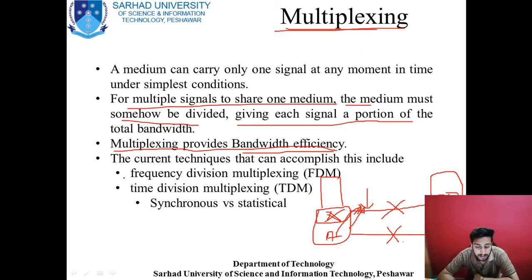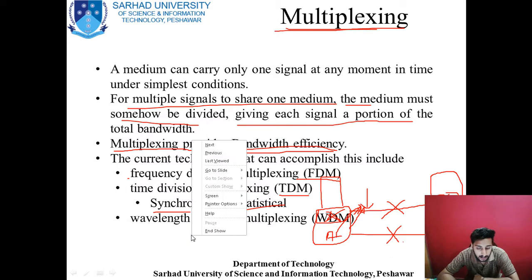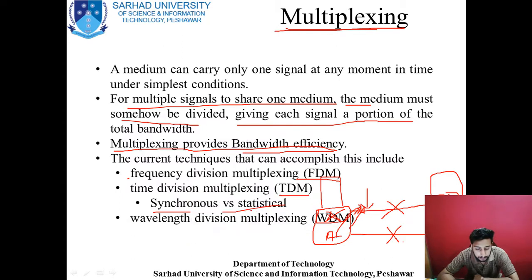Now there are three basic types of multiplexing techniques. One is known as FDM, that is frequency division multiplexing. The other one is known as TDM, time division multiplexing, which has two further types, synchronous and statistical. And the last one that we will be discussing in today's class is wavelength division multiplexing, and this is mostly used in optical fiber communication.